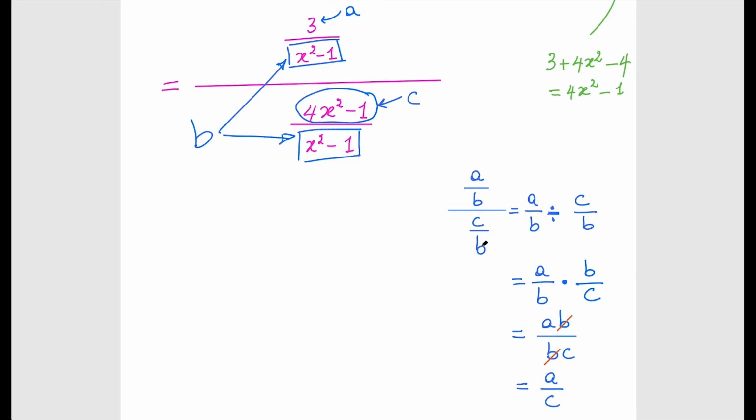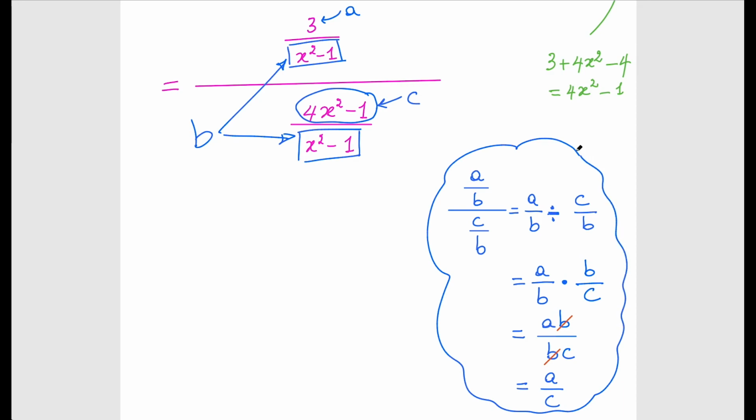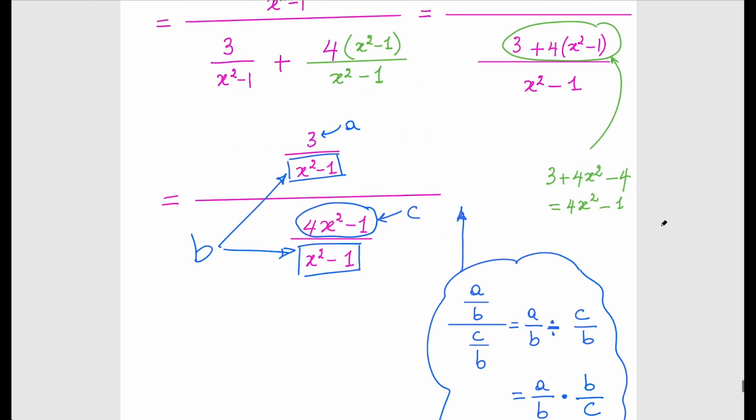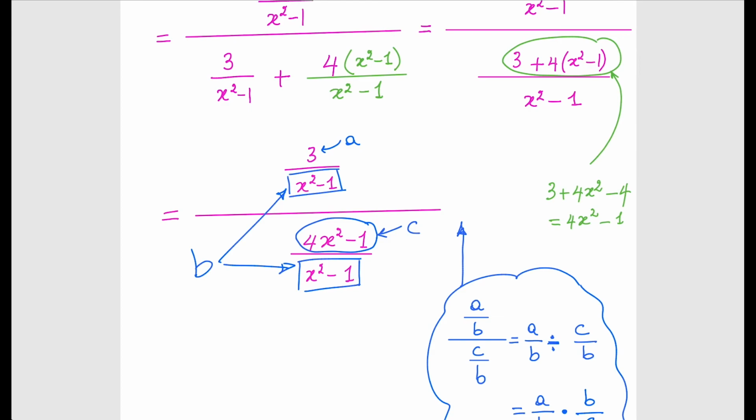A over B over A over B. The whole thing is divided by C over B. And according to our work here, this expression can be simplified as just the A over C. You can ignore the B. The B's are going to cancel eventually, right? As you saw over here. Right? So this discussion is employed here to simplify. And what do we get?